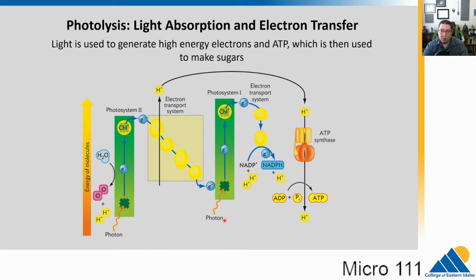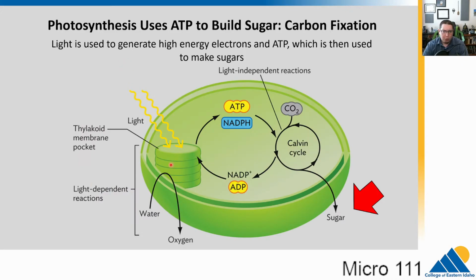So we've captured light energy and stored it. Okay, that's the capturing part. Now we're going to use that stored energy to build sugars. So this first part is what we call the light reactions. They are dependent on light. The second part here is independent of light, right? Once we've captured the energy from light, we've stored it in ATP, we've stored it in NADPH.